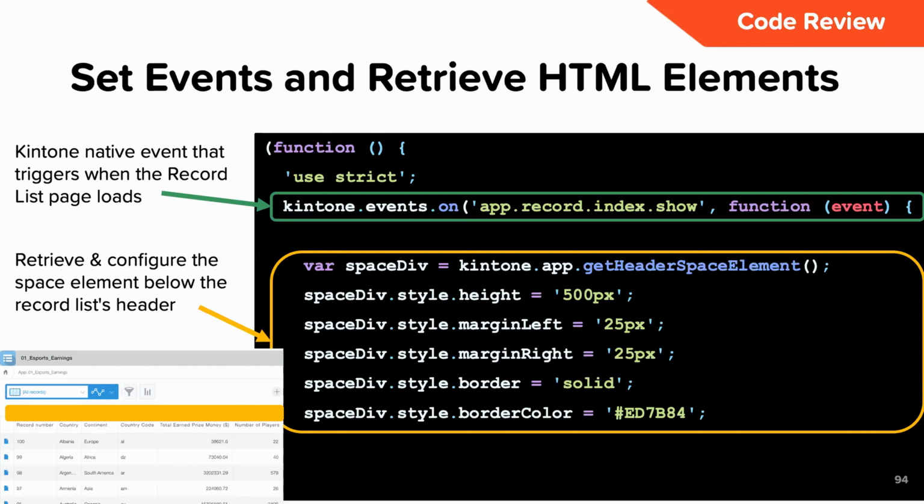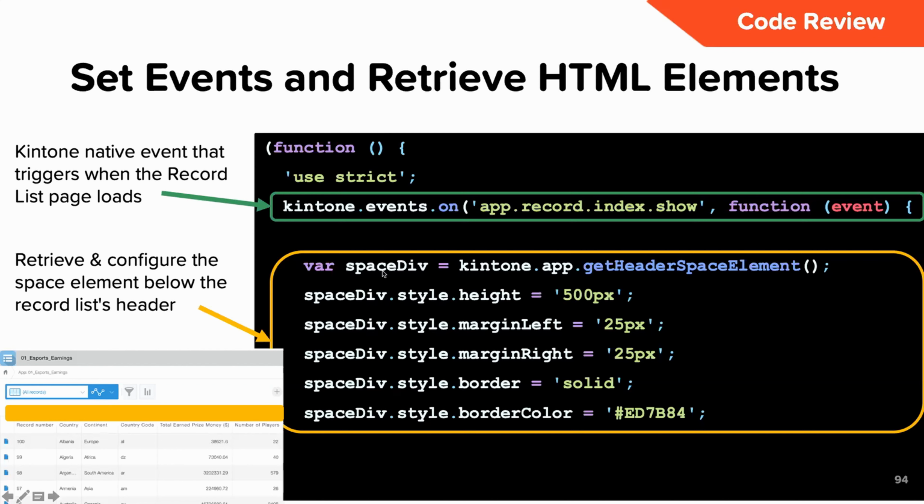And so what is it that we're doing? Well, we are grabbing a div. It's a div in a specific place. Actually, you can see it right over here in this record list. This is the div area. It's called the header space element. And we got it by using a native Kintone method called getHeaderSpaceElement. Real creative.